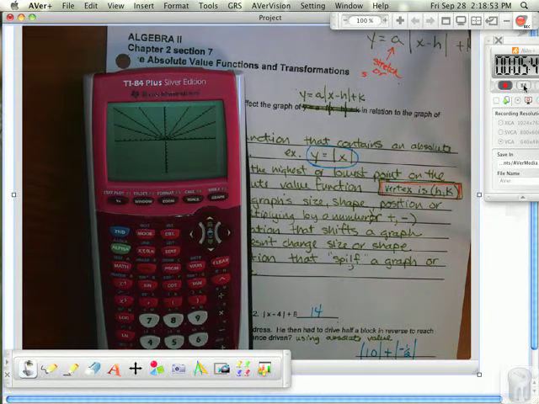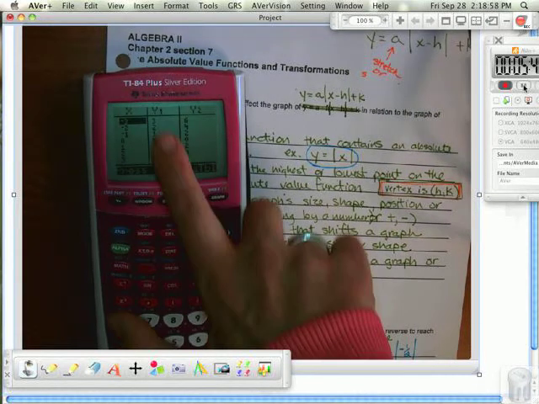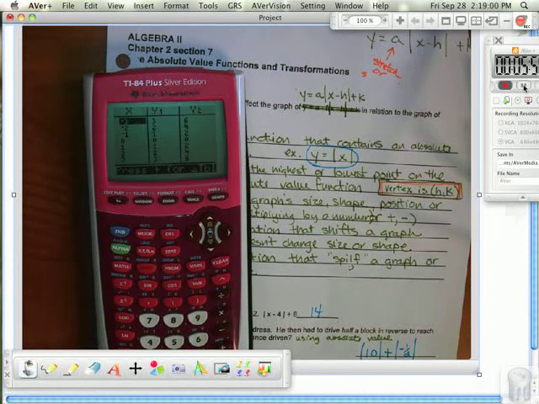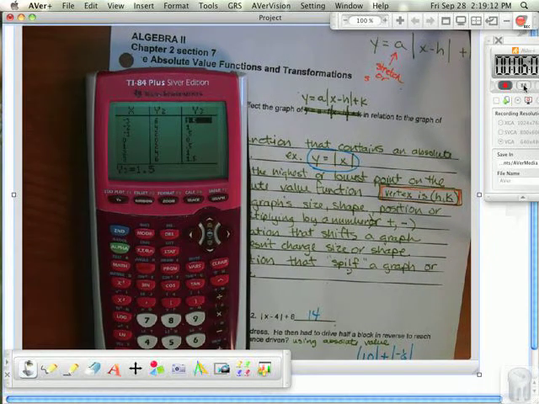If you don't believe me, let's look at the table. Look at the difference in the tables. This is the parent function. This is the times 2. The y values are doubling, aren't they? Yes? Okay, would you look at that? Here's times 1/2. They're half.